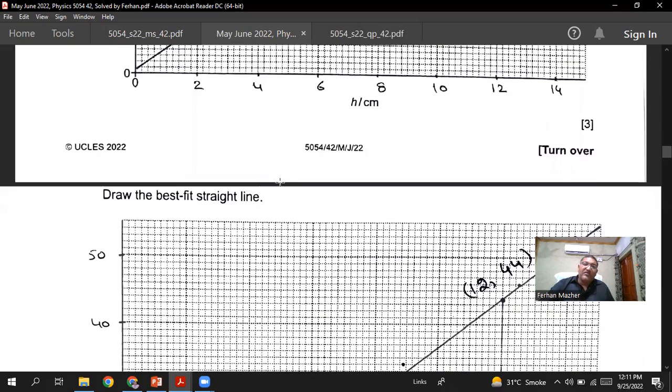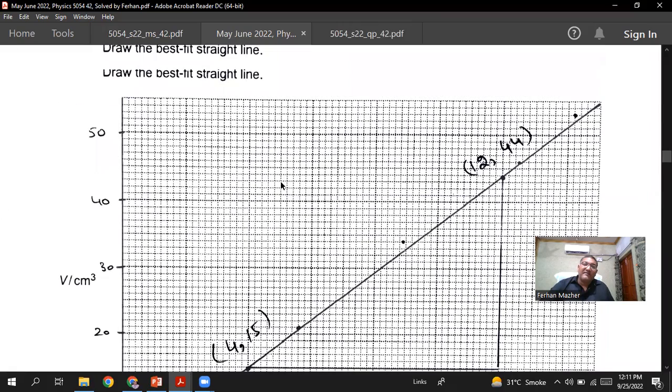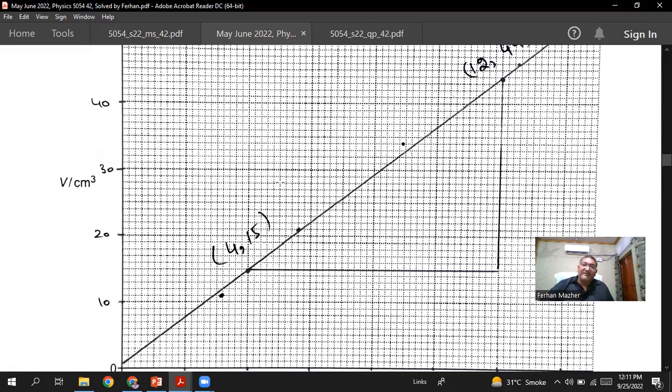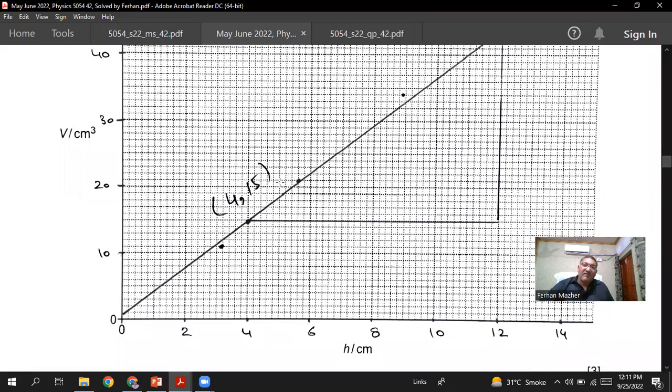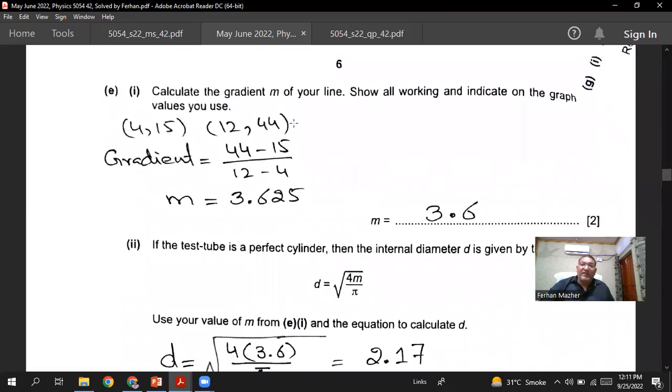So I will show you how I found the gradient. You can see here, this is that graph. I have taken 2 points, 4,15 and 12,44. In your mathematics, you remember, the gradient formula is y2 minus y1 divided by x2 minus x1. It will be 44 minus 15, and in the denominator, you will have 12 minus 4. And when you do this calculation, it will be 3.625. So you can say it's 3.6. So now we know the gradient.